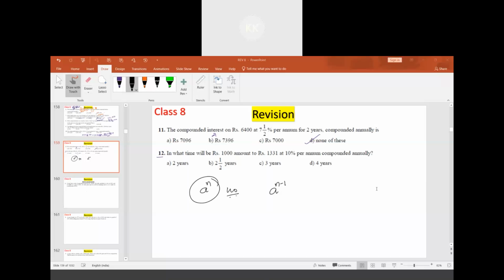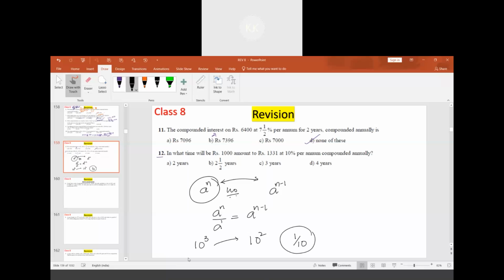Now we need to compare these two. How do I get n minus 1 here? If I have a to the power of n divided by a to the power of 1, then there is a possibility to get n minus 1. So if there is something like 10 to the power of 3, to get 10 to the power of 2, I have to take 1 by 10 times.